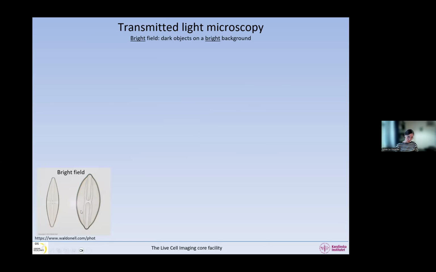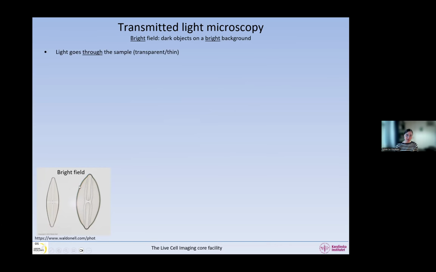So this, for example, are the beautiful images of Waldo Nell that he took of some sort of a little algae that has a crystal structure inside. And they are very nice and often used to demonstrate resolution, because the little parts of this structure here are very close to each other. It's very close to the limit of the resolution of the microscope. This is a bright field image, and you can see the object is dark on a bright background. So this is a bright field image.